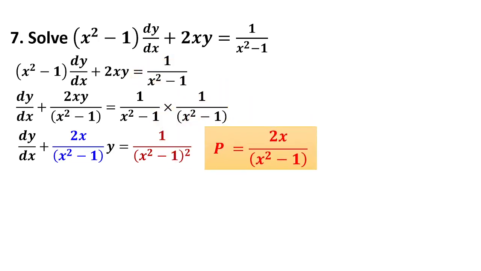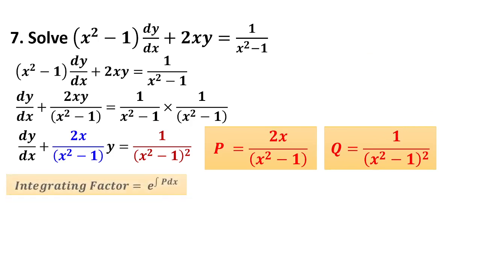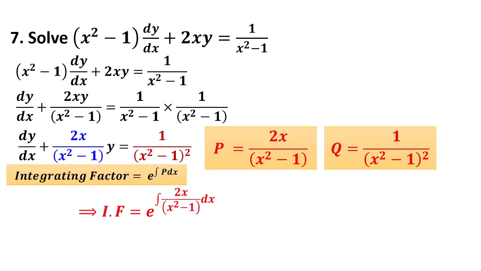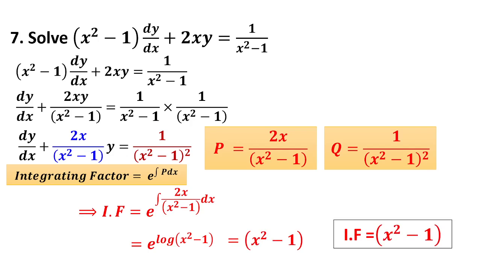Therefore, what is p? dx upon x square minus 1, coefficient of y. What is q? 1 by x square minus 1 the whole square. That is the right hand side. Let us find the integrating factor. e power integral dx upon x square minus 1 dx. All of you know, the numerator contains the differentiation of the denominator, so we get log of the denominator. e power log, you will get back the same thing. Therefore, x square minus 1. Integrating factor is x square minus 1.